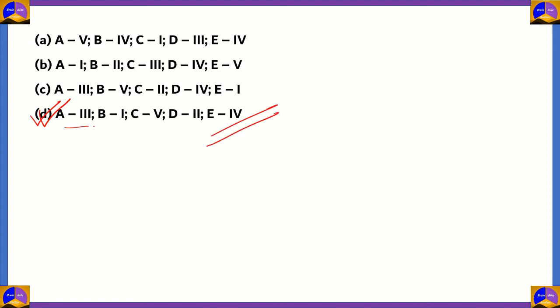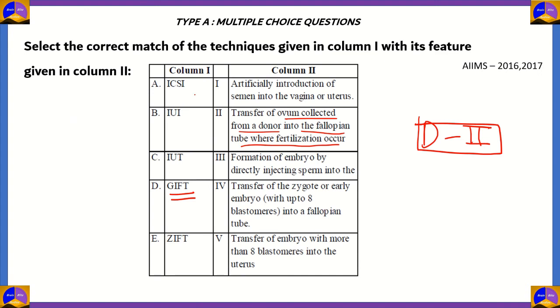Now let's look at the other parts of this option. First, A is connected to 3, so intracytoplasmic sperm injection, which is formation of embryo by directly injecting sperm into the ovum, so that is correct. If you look at the second one, that is IUI, intrauterine insemination, so that is artificial insemination, so option 1 is correct for this one.